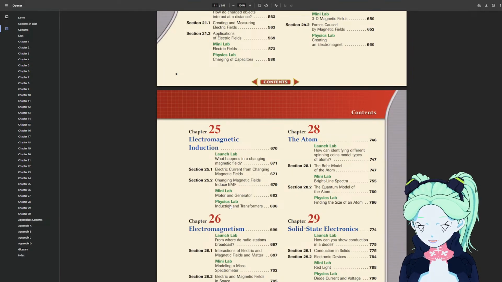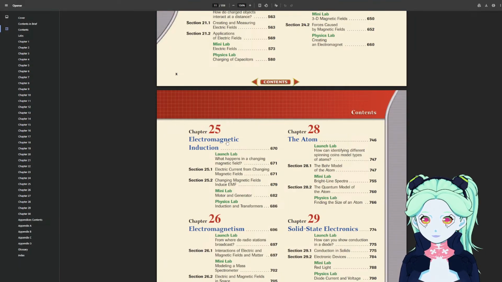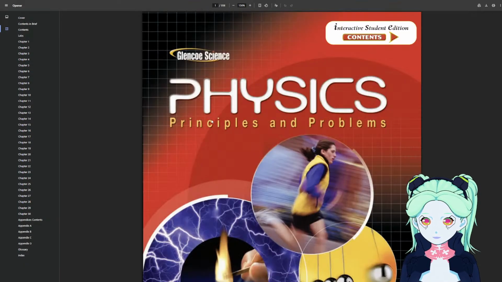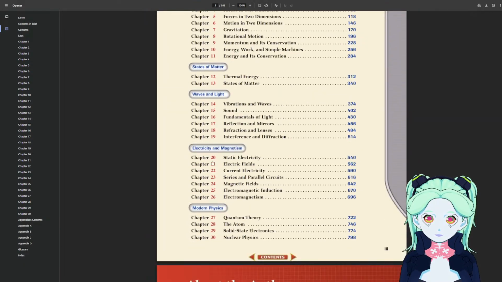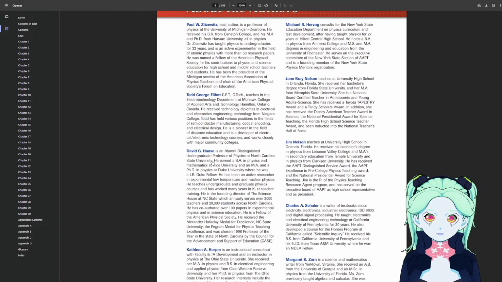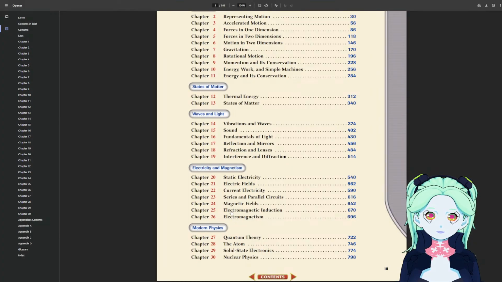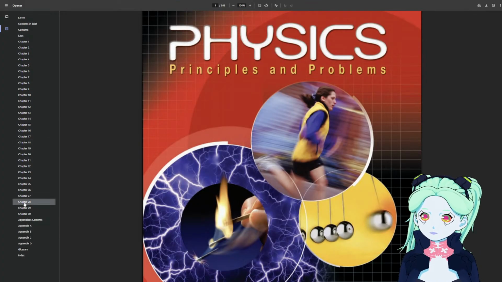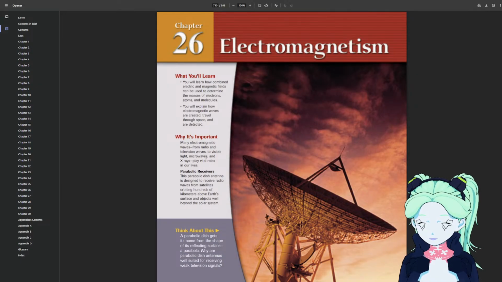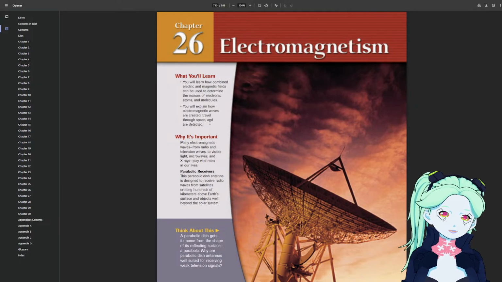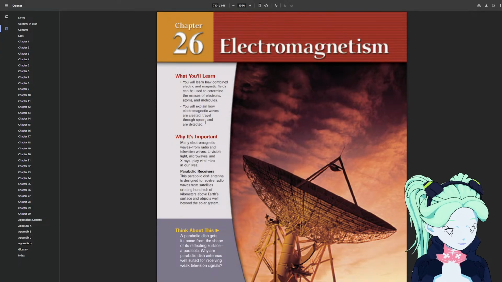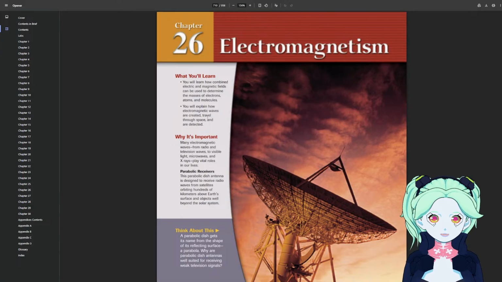Alright, hello, we are covering chapters 25, 26, 16, and 17 from the textbook, Glencoe Physics Principles and Problems. I'm having trouble conceptualizing electromagnetic induction. Okay, so this is it? 25? Okay, what's in this? Alright, let's do this. Let's conceptualize magnetic induction, shall we?